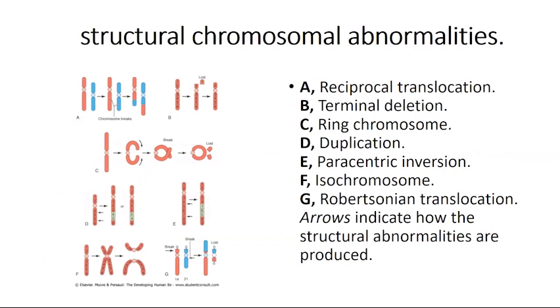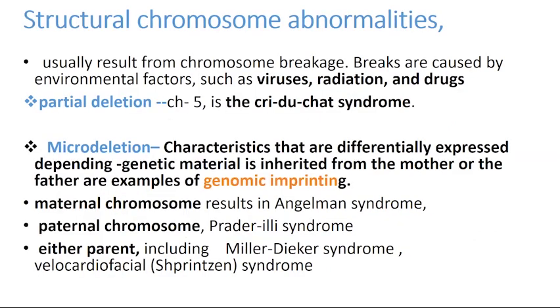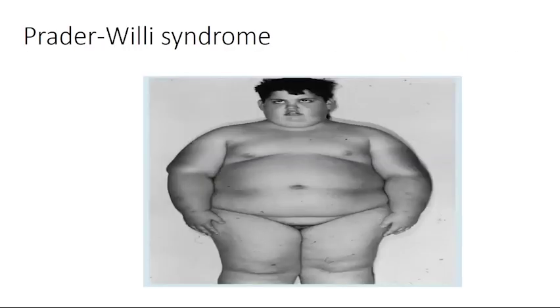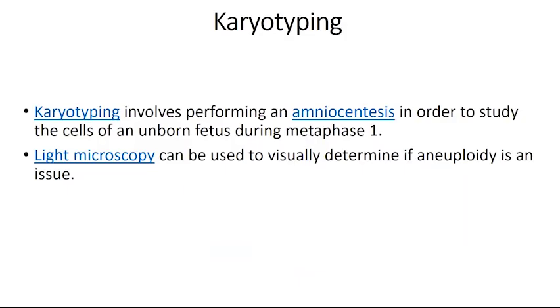Structural abnormalities usually result from chromosome breakage. Breakage is caused by drugs, radiation, or viruses. Microdeletion characteristics that are differentially expressed depending on whether they are inherited from the mother or from the father are genomic imprinting. Paternal chromosomes, so it can be from either the mother or the father. You see these abnormalities. Karyotyping involves performing an amniocentesis in order to study the cells of the unborn fetus during metaphase. Light microscopy can be used to visualize and determine the aneuploidy.